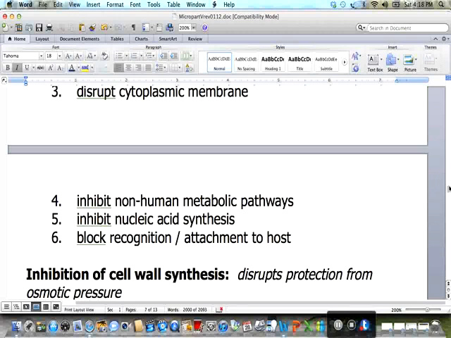Some will inhibit non-human metabolic pathways. Other antimicrobials may inhibit nucleic acid synthesis. These tend to have more side effects since both microbes and humans synthesize nucleic acids. Another mechanism is to block recognition or attachment of the microbe to the host.